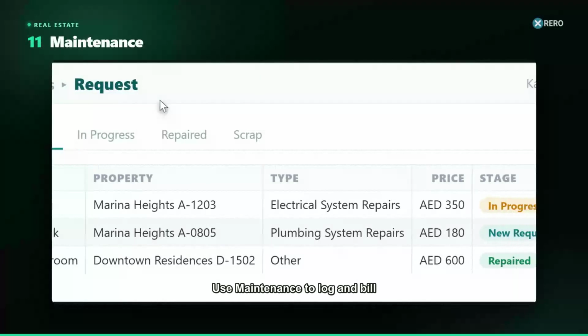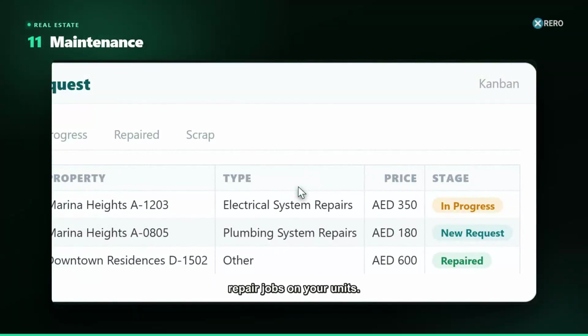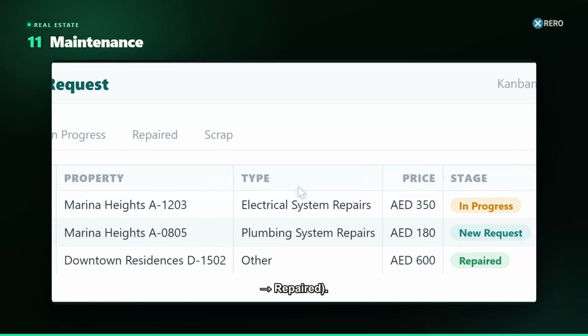Use maintenance to log and bill repair jobs on your units. Raise a request from the property's maintenance request button or from the maintenance menu. Set the type, e.g. electrical, plumbing, structural, and the cost, and track it through the standard stages: new, request, and progress, repaired.